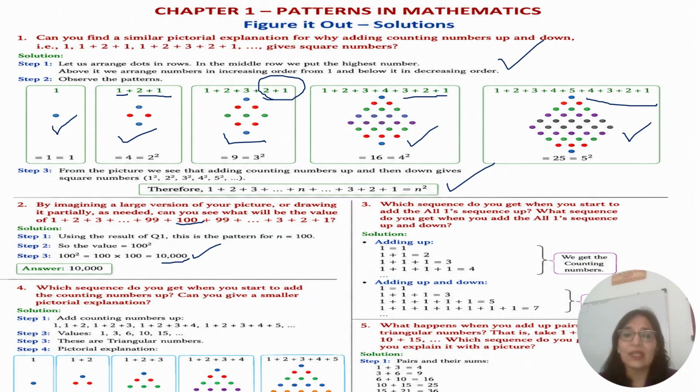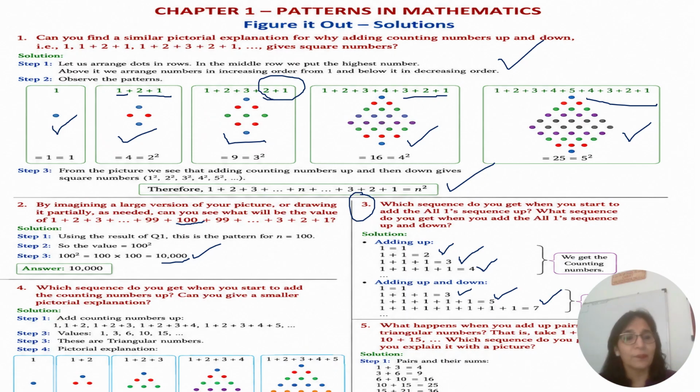Next is question number 3. Which sequence do you get when you start to add the all one sequence up? What sequence do you get when you add the all one sequence up and down? So here adding up, that means 1 is 1, 1 plus 1 is 2, 1 plus 1 plus 1 is 3, and then 4. Then adding up and down, now here if you see, we have 1, then 3, then 5, and then 7. So this is the pattern. Again, the same thing, and I hope it is clear.